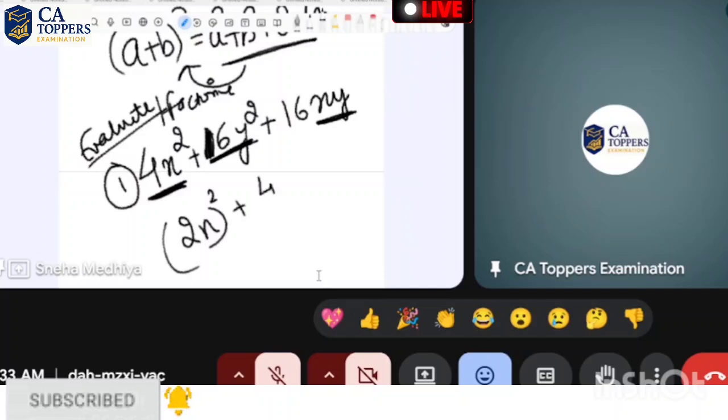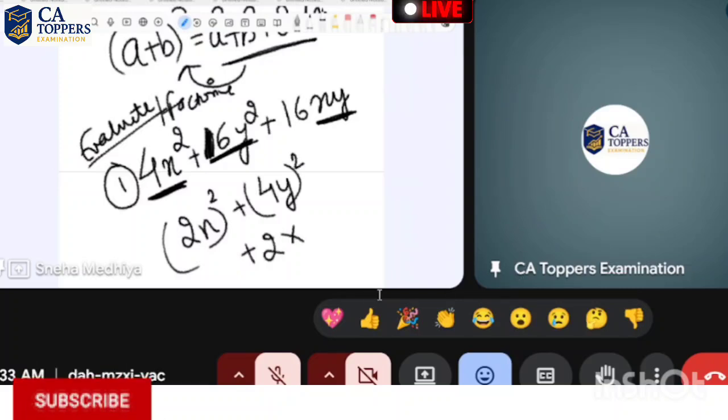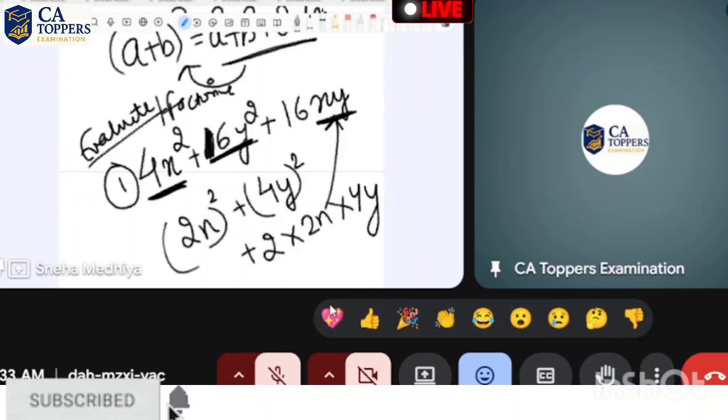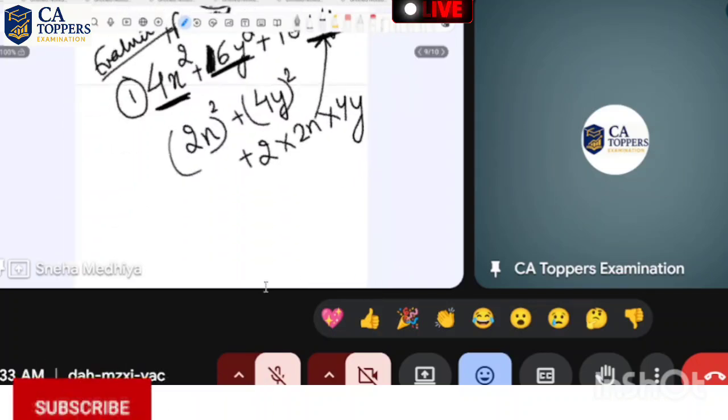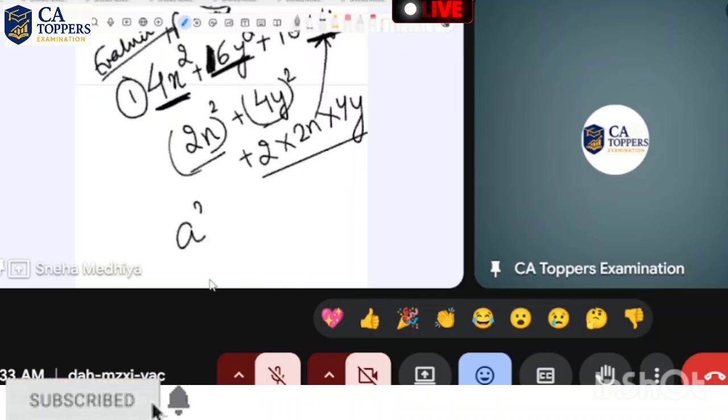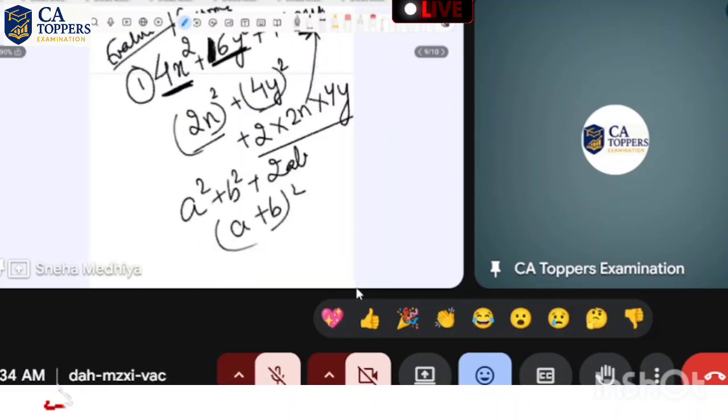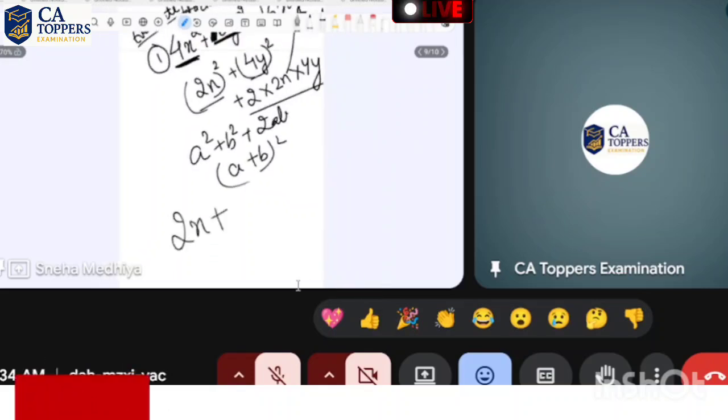Yes, 16, 4y whole square. Can it be written as 2 times 2x times 4y? Check, is this correct? Am I able to get this? Yes, ma'am, we are able to get this. That means we are on the right path, right? Yes, ma'am. Now see, we got a square, b square, 2ab. So for a square plus b square plus 2ab, the identity is a plus b whole square. Yes, ma'am. I can write it as 2x plus 4y whole square.